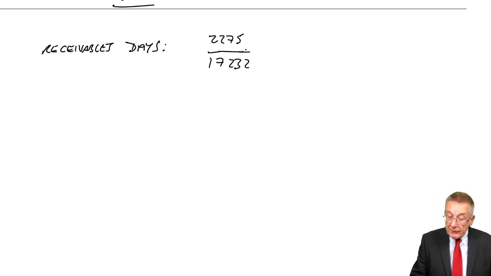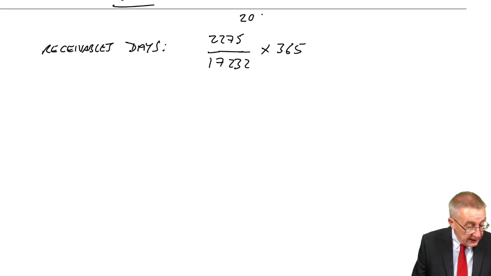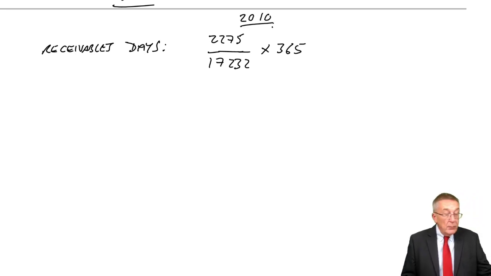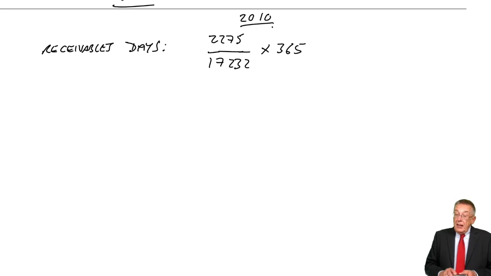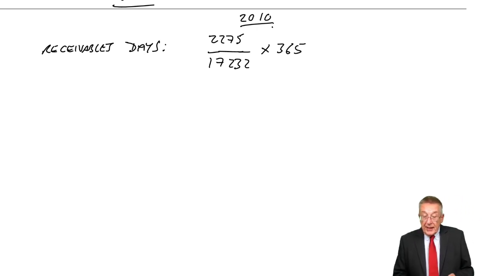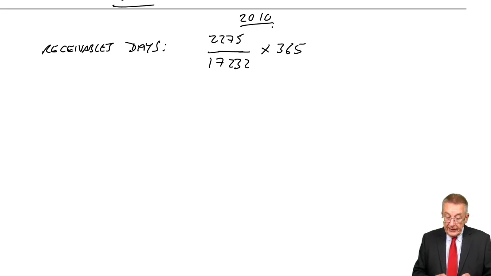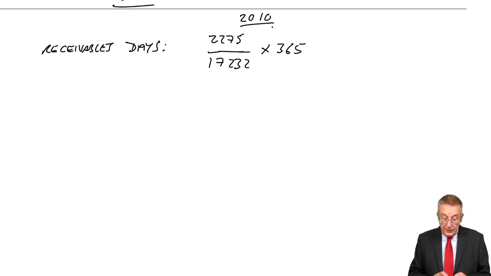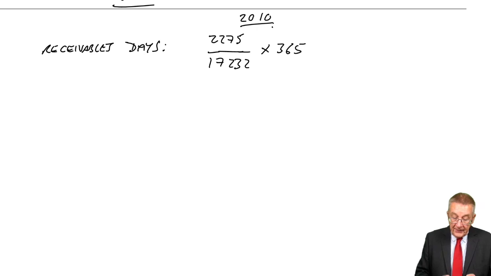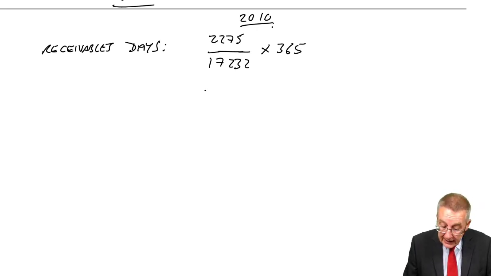And on the assumption there are 365 days in a year, this is 2010, it would appear that we're giving them that proportion of a year's credit. So 2275 divided by 17,232 times 365, I get 48 days.